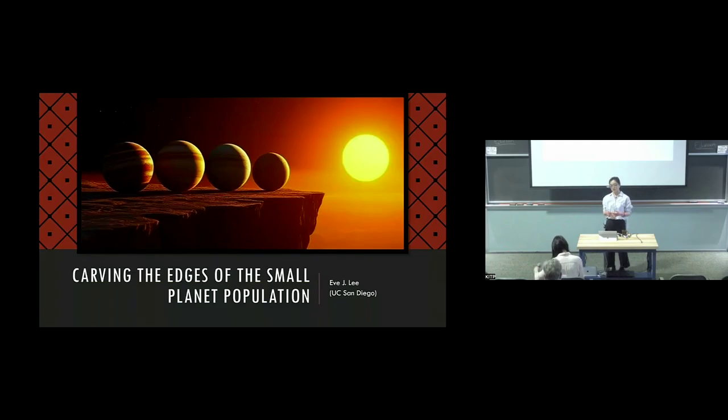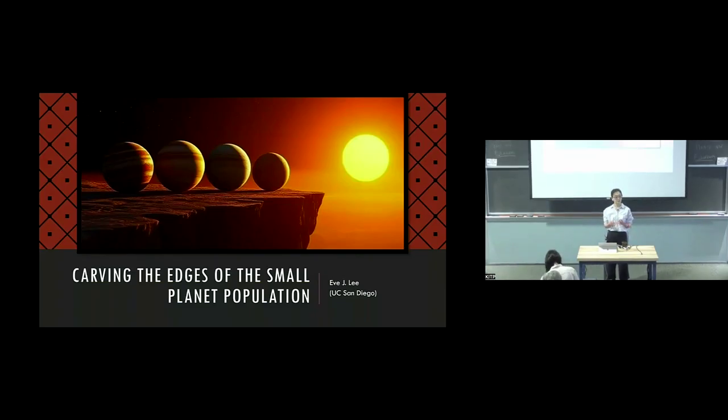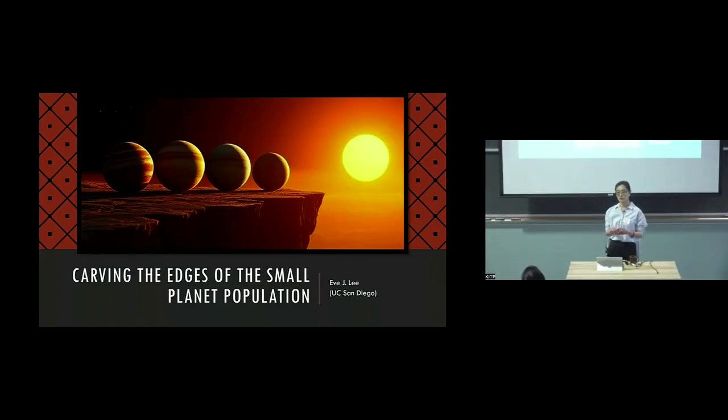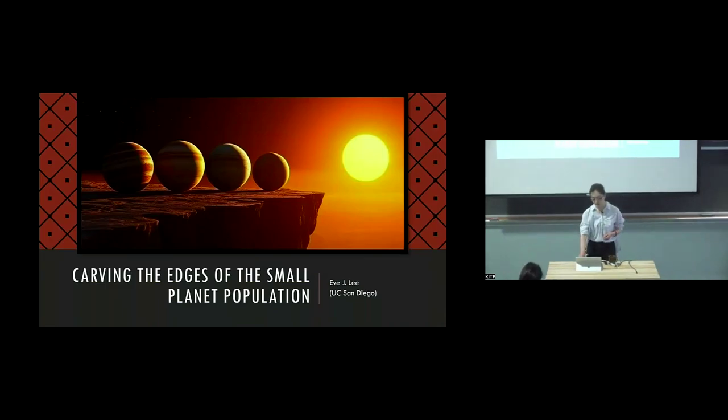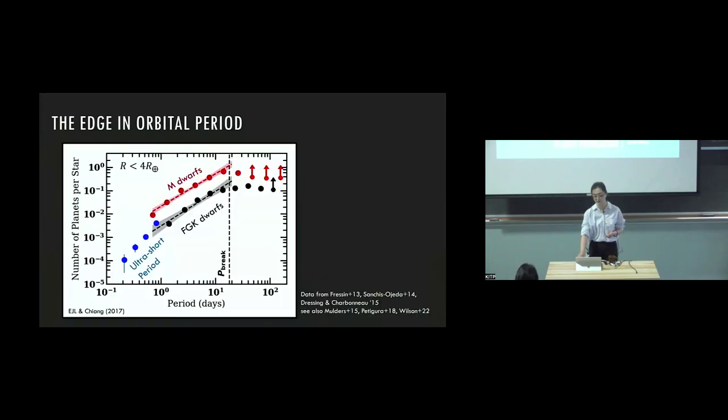And when we take a look at these small planets, there are multiple edges that appear in multiple axes of the properties of these planets. So I'll first go through some of those before I dive into the theories and physics that we can use to understand how those edges come about.